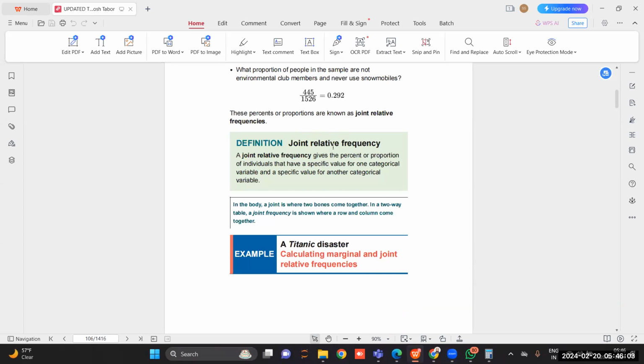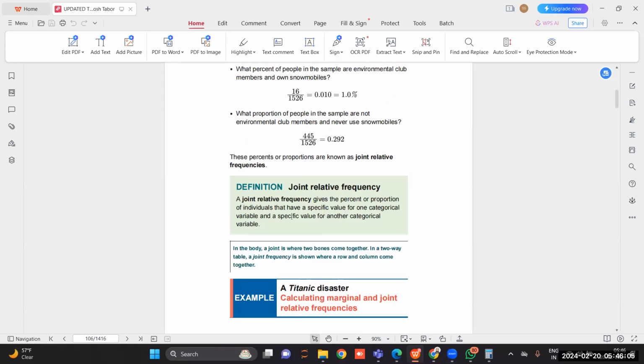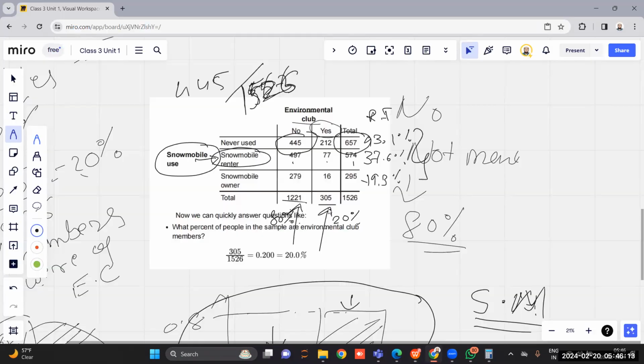Joint relative frequency. Joint relative frequency is of two specific values we have calculated here: a specific value for one categorical variable and a specific value for another categorical variable. So I can divide 445 like this also. Understood? We can calculate for a single category also.